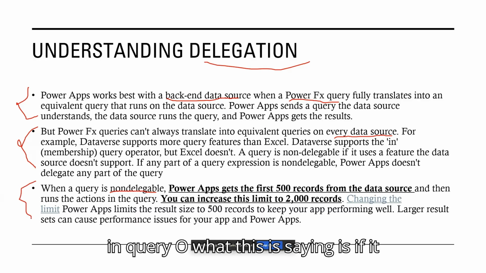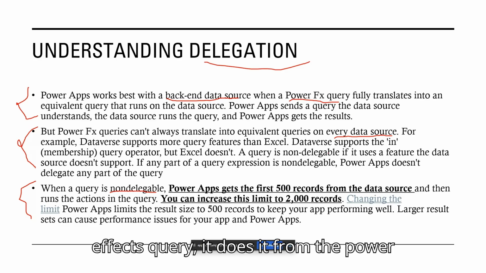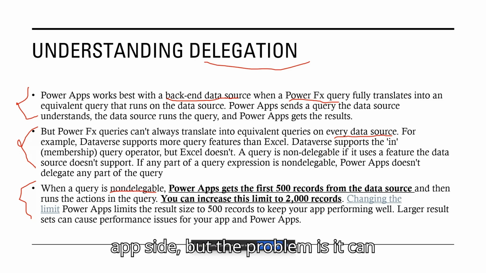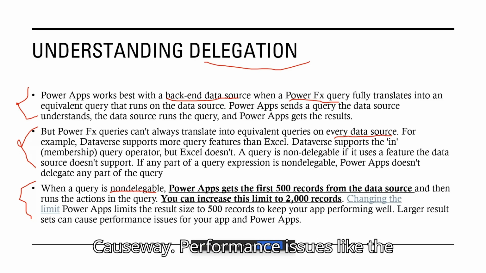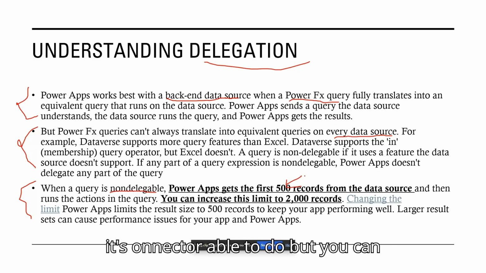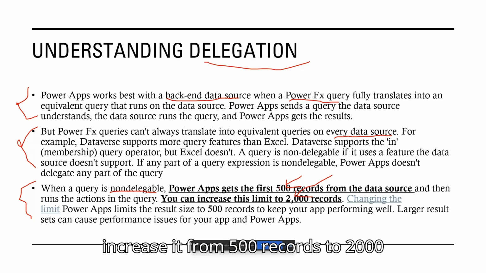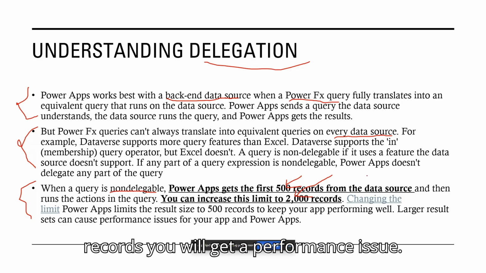So what this is saying is if it is non-delegatable, it gets the first 500 records and then does whatever data analysis has to be done for that Power FX query from the Power Apps side. But the problem is it can cause performance issues. Initially it's 500 records that it's able to handle, but you can increase it to 2000 records. But if you increase it from 500 records to 2000 records, you will get a performance issue.